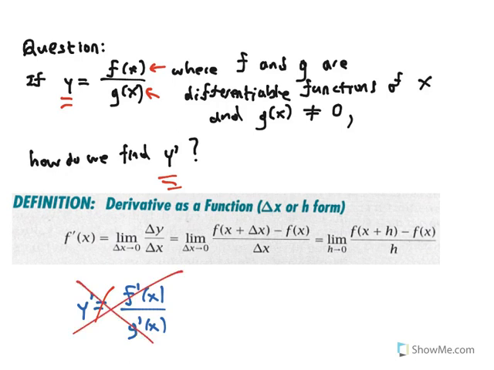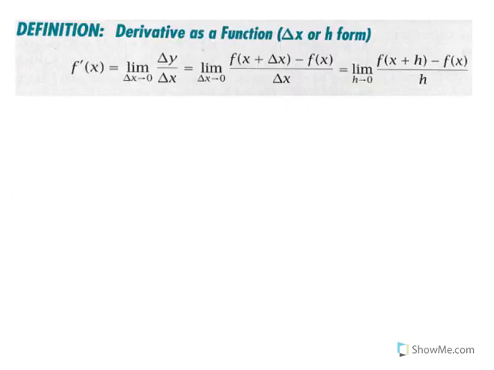So what is the correct way of finding the derivative of a quotient of two differentiable functions, and why is it that it has to be done in that way? To answer that question, we need to go back to how we defined the derivative as a function. We will take this opportunity to review something that we learned during the fall quarter, and that was, of course, the definition of the derivative of a function.